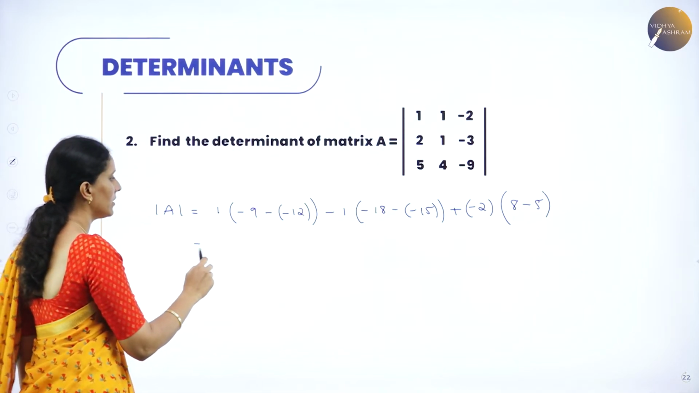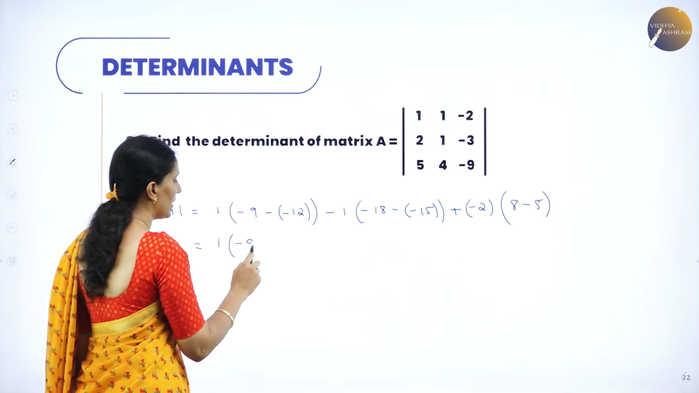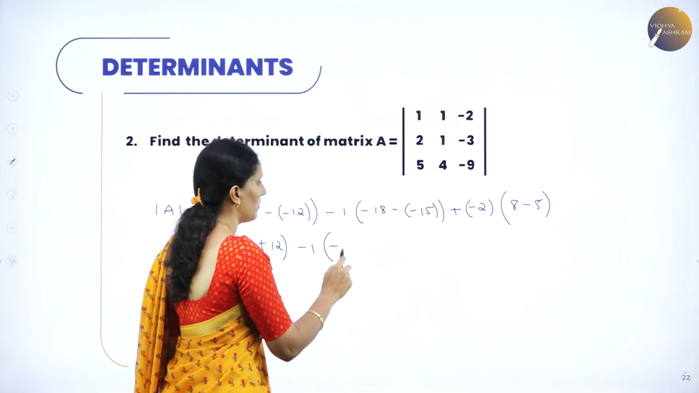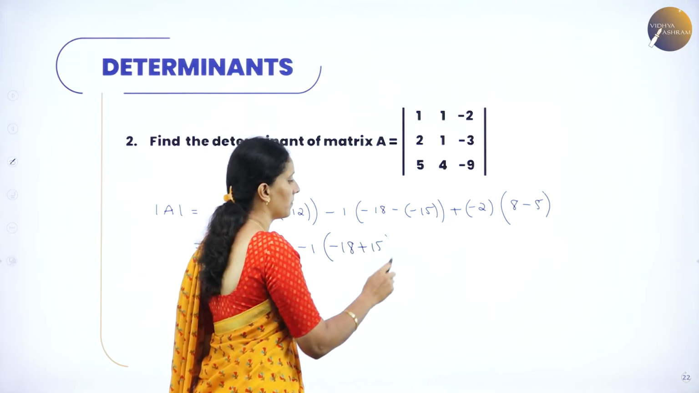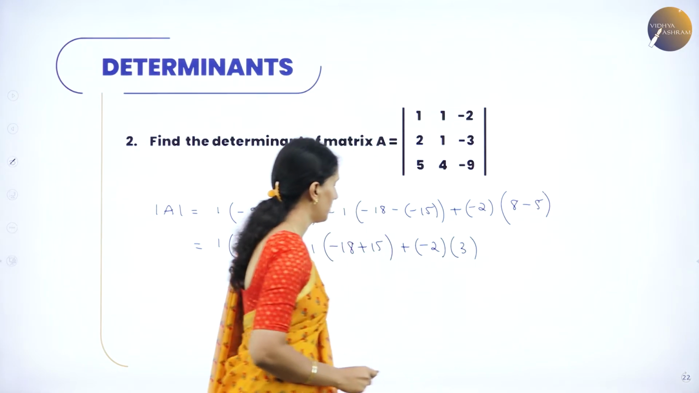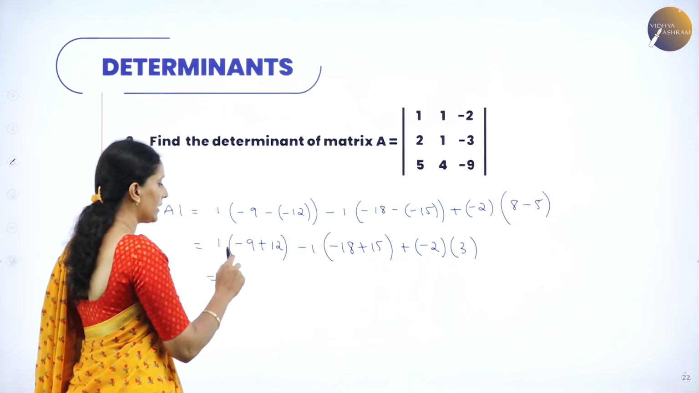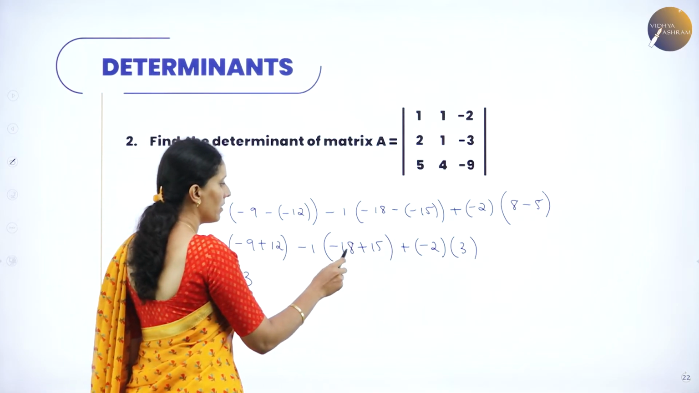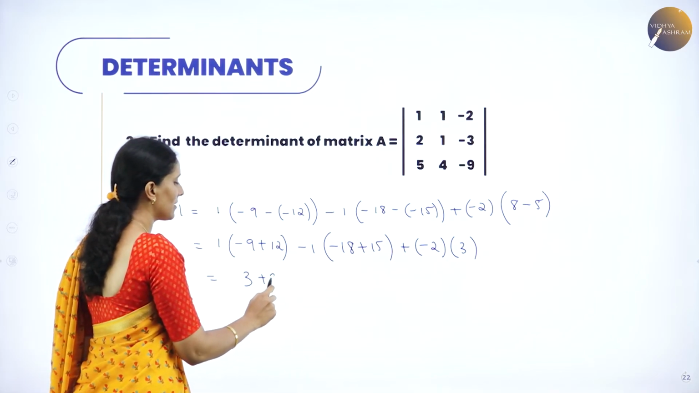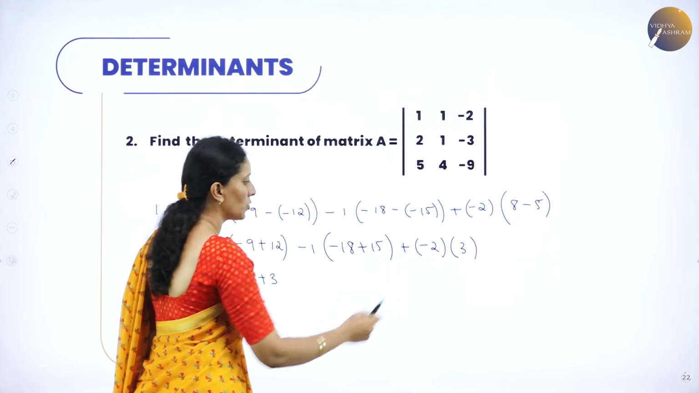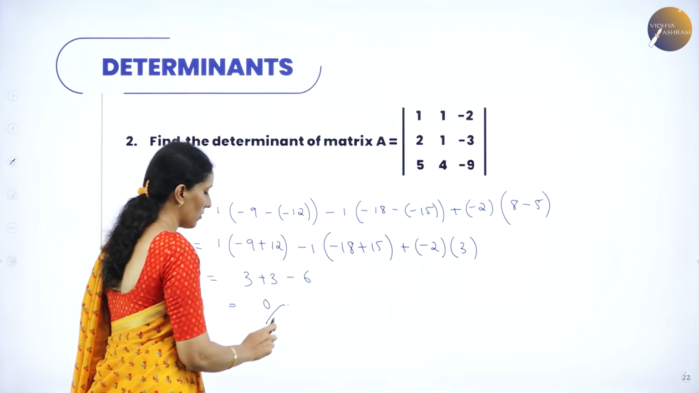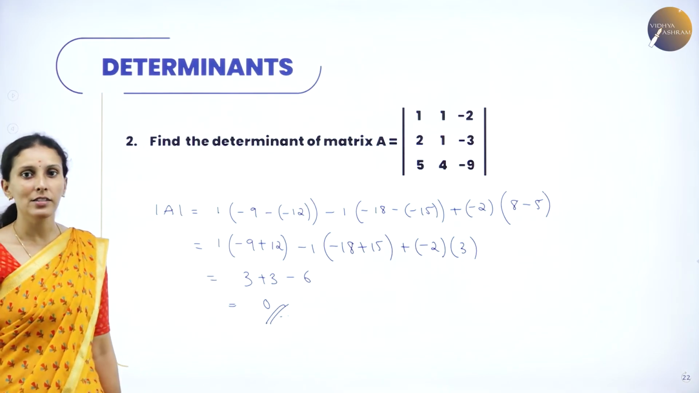Now let us evaluate this. So 1 into minus 9 plus 12. Next minus 1 into minus 18 plus 15. And here minus 2 into 3. So we get 3, 3 into 1, 3. Next here we have minus 18 plus 15 is minus 3. Minus 3 into minus 1 is plus 3. Next here we have minus 2 into 3, which is minus 6. So 3 plus 3, 6. 6 minus 6 is 0. So the value of the determinant is 0.